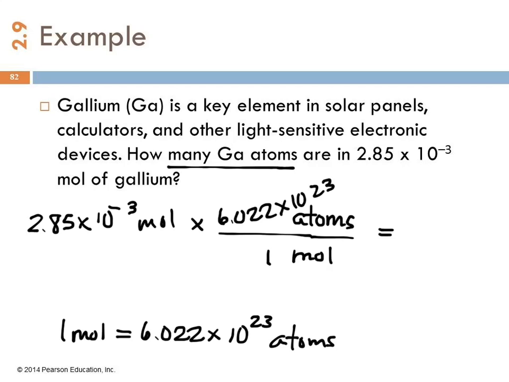So remember to use the EE or EXP button on your calculator. Don't do times 10 or use the 10x button. 2.85 EE minus 3 times 6.022 EE 23 equals. And I get, I'm going to round this to 3 sig figs, 1.72 times 10 to the 21 atoms.